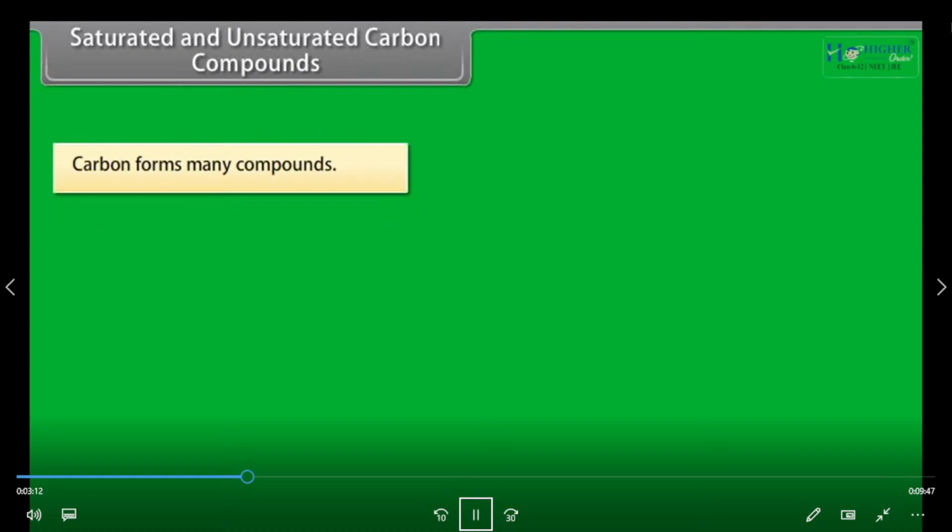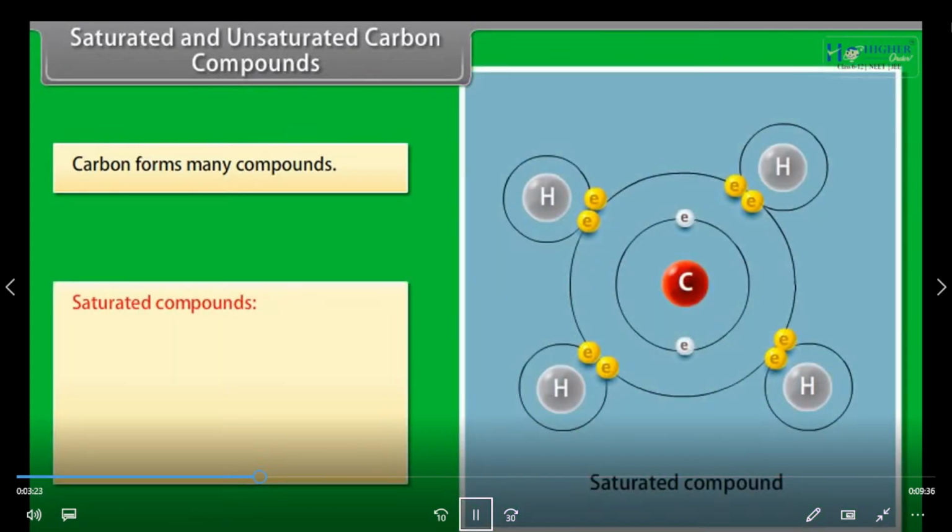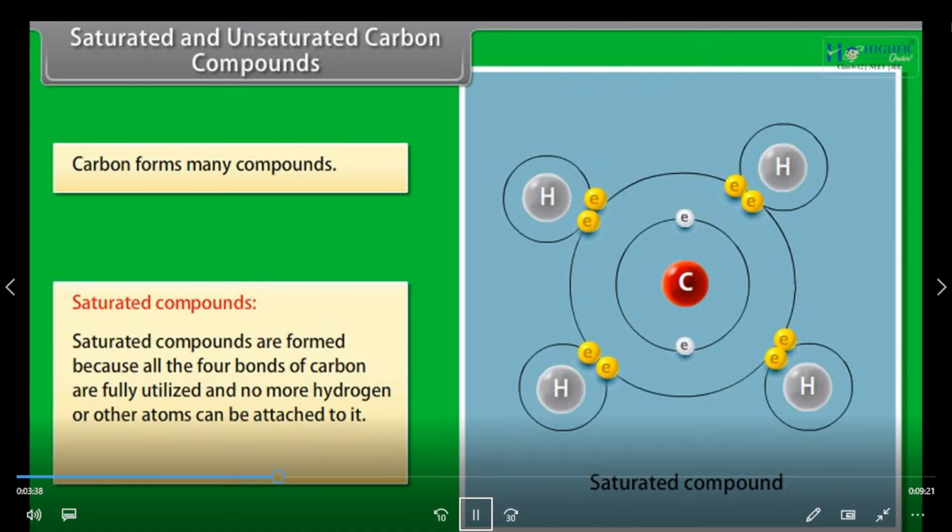Carbon forms many compounds. The two main types of compounds are saturated compounds and unsaturated compounds. Saturated compounds. The carbon and hydrogen compounds, where the adjacent carbon atoms contain only one single covalent bond, are known as saturated hydrocarbons. The reason for the formation of saturated hydrocarbons is because all the 4 bonds of carbon are fully utilized and no more hydrogen or other atoms can be attached to it. These are known as alkanes.